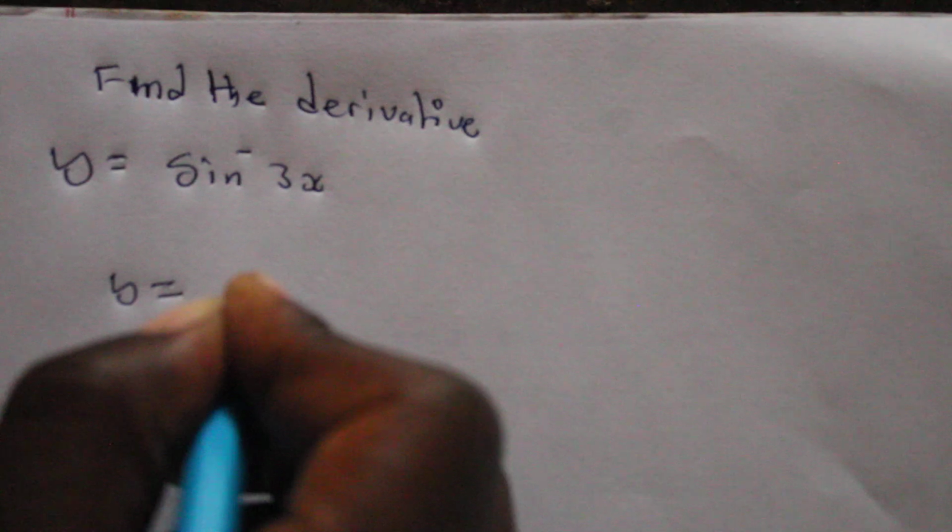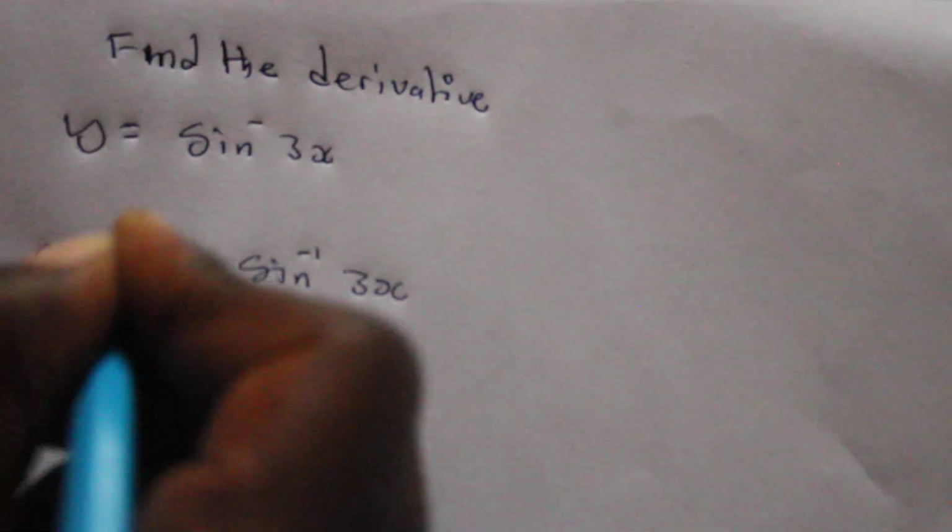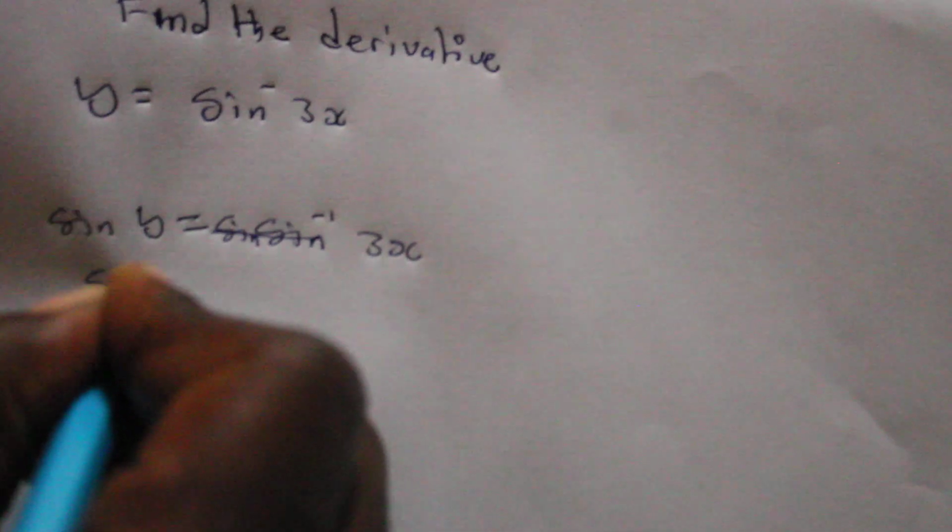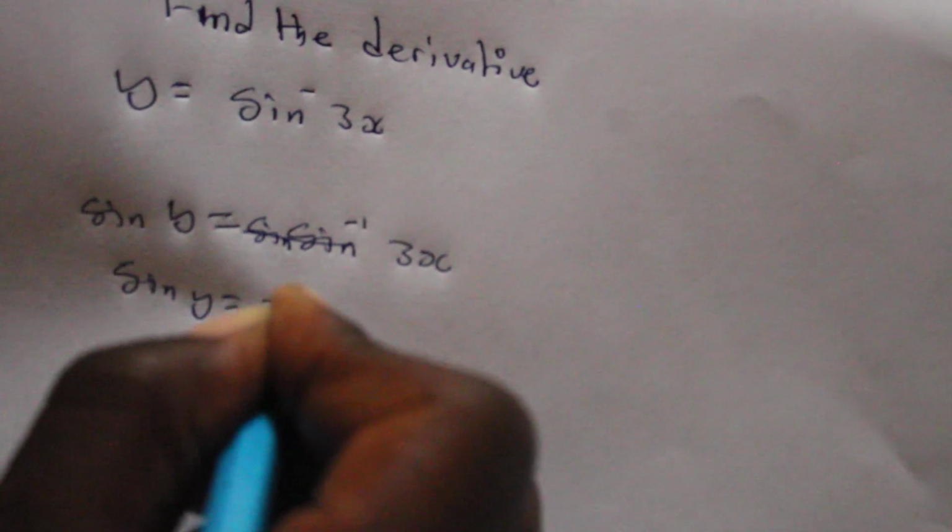In this video, I'm going to show you how to find the first derivative of inverse sine of 3x. To do this, I'm going to copy. When you copy, you say sine of negative 3x. So to do this, you're going to introduce sine on both sides. So this one will cancel. You're going to say sine y equals 3x.